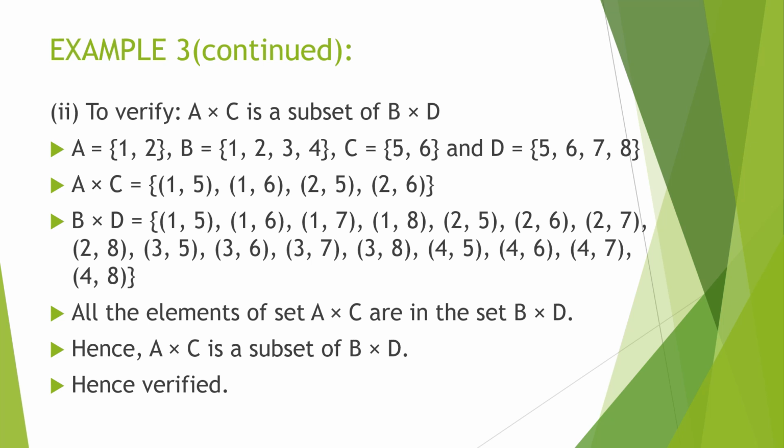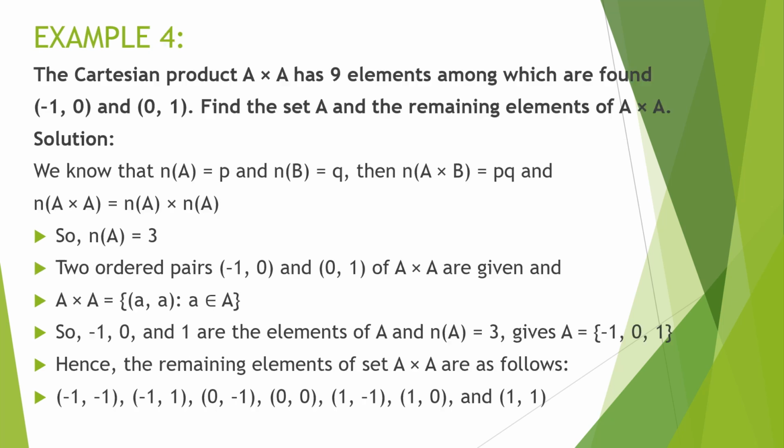For the second part, to verify that A cross C is a subset of B cross D, again we find A cross C and B cross D, and we can see that all the elements of A cross C are in the set B cross D. So A cross C is a subset of B cross D. Now example 4. The Cartesian product A cross A has 9 elements, among which are found (-1, 0) and (0, 1). Find the set A and the remaining elements of A cross A.